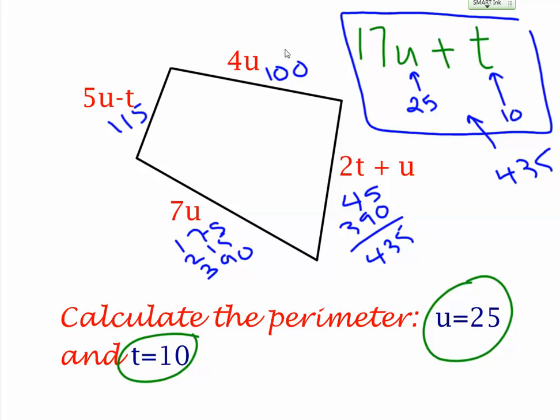And we talked about, is it easier to do that and add those four numbers, or is it easier just to use your simplified algebraic expression and do 17 times 25 plus 10? Most of you agreed this is easier. So combine your like terms first and then substitute and simplify. The perimeter is 435 units.